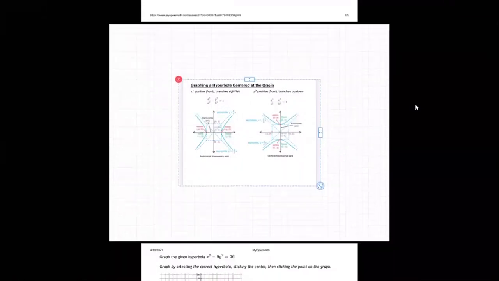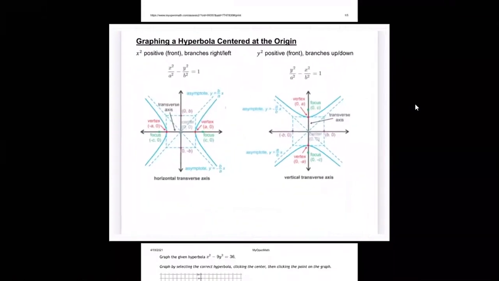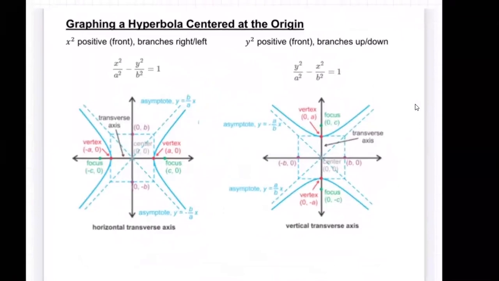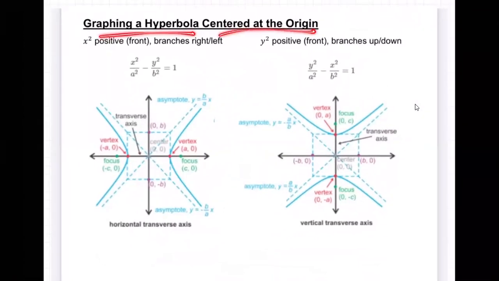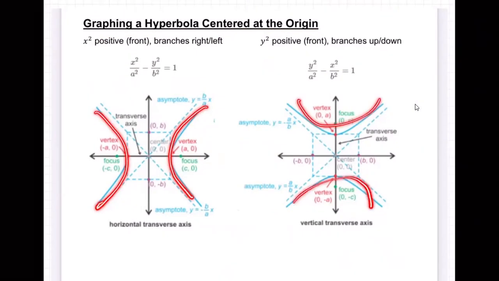Okay, so here we are graphing a hyperbola centered at the origin. So this is all about graphing. How do you graph a hyperbola? Now, what is a hyperbola? Well, it's these two branches, either two branches going sideways or two branches going up and down. How do you know which one?